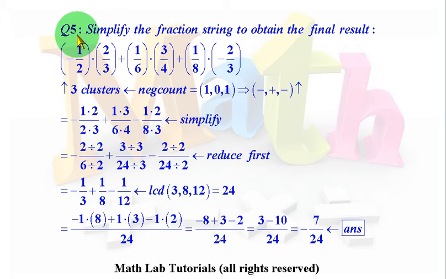Let's look at question 5, which is a considerably more complicated fraction string. We have bracket -1/2 dot bracket 2/3 plus bracket 1/6 dot bracket 3/4 plus bracket 1/8 dot bracket -2/3. Now, first of all, notice there are no DMFs inside the brackets. You don't have to do anything first inside the brackets. Everything is simplified inside the brackets. Single fractions. So there are no DMFs in this problem.